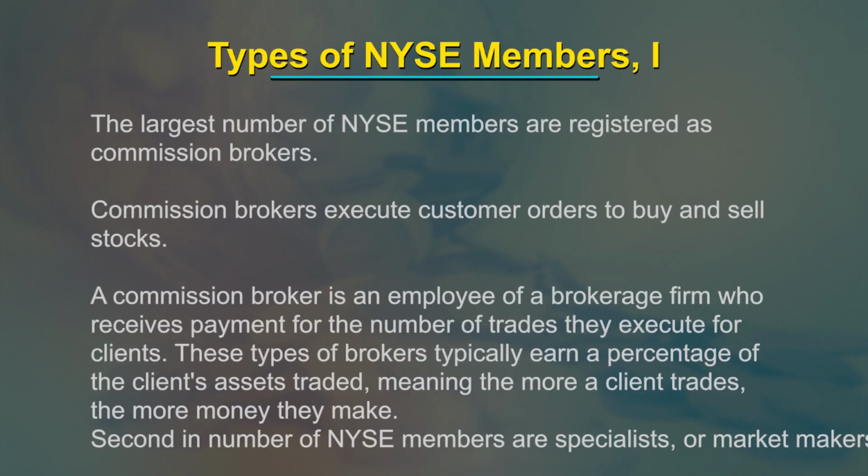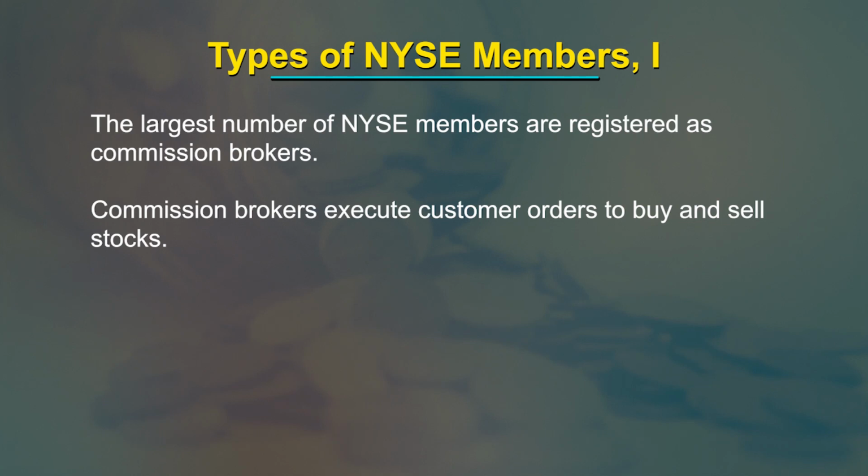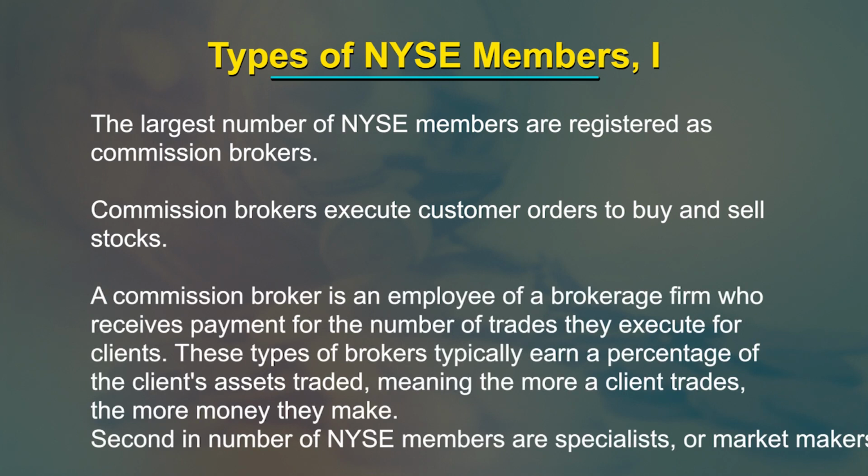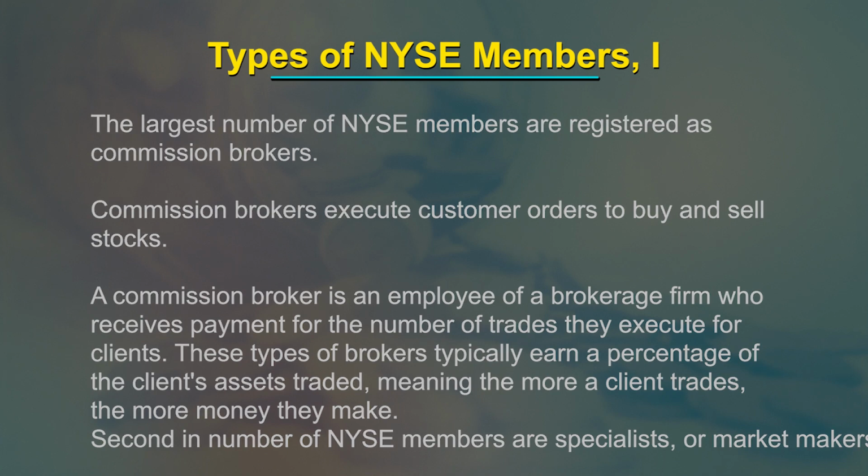Next, we try to find out the types of New York Stock Exchange members. The largest number of members are registered as commission brokers. Commission brokers execute customers' orders to buy and sell stocks. A commission broker is an employee of a brokerage firm who receives payment for the number of trades they execute for their clients. These brokers typically earn a percentage of the client's assets traded, meaning the more a client trades, the more money these commission brokers make.